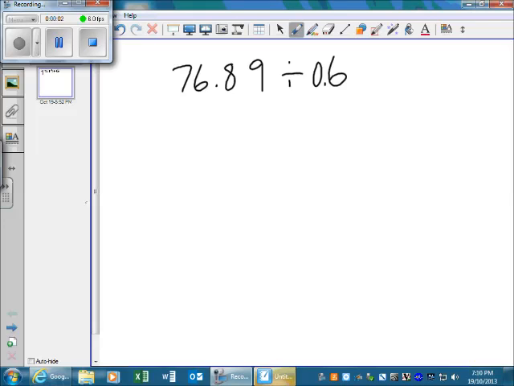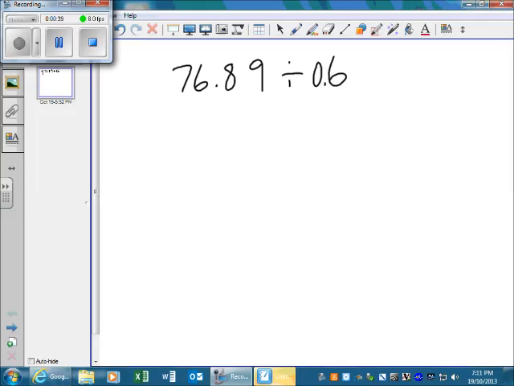Okay, our last division question that we're going to look at is 76 and 89 hundredths divided by 0 and 6 tenths. So which one of these numbers is the dividend? You bet, this big one is. That would make 0 and 6 tenths are what? What is that one? That's right, it's the divisor. Because we're trying to find out how many times will 0 and 6 tenths go into 76 and 89 hundredths. That's what we're trying to find out.